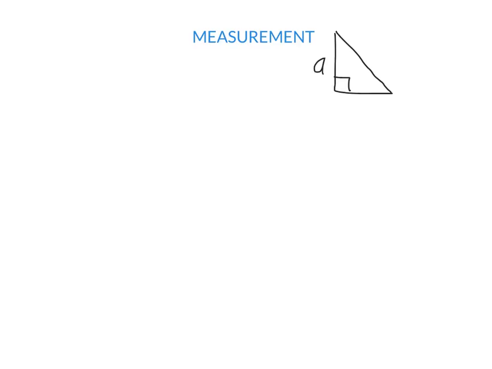So we label the sides A, B, and C. It doesn't matter which way around you label A and B. Just label C as the longest side, the hypotenuse. So Pythagoras' theorem is, of course, A squared plus B squared equals C squared.